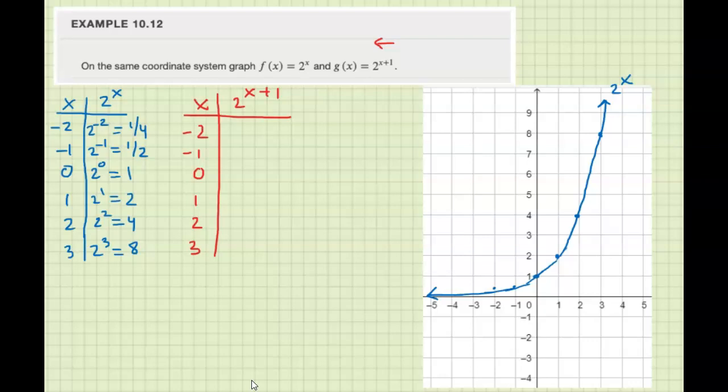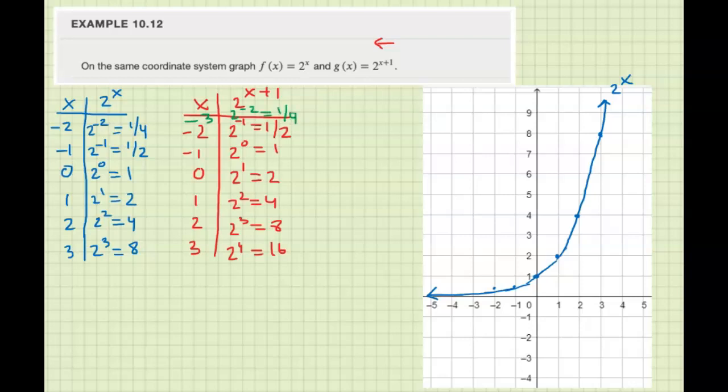So now when I plug in 0, I get 2 to the 1, which is 2. And when I plug in 1, I get 2 to the 2, which is 4. When I plug in 2, I get 2 to the 3, which is 8. And then 2 to the 4, which is 16. Alright? And then 2 to the negative 1 plus 1 is 2 to the 0, which is 1. And 2 to the negative 1, which is 1/2. Really, I should squeeze another one in here. So 2 to the negative 2 is 1/4.